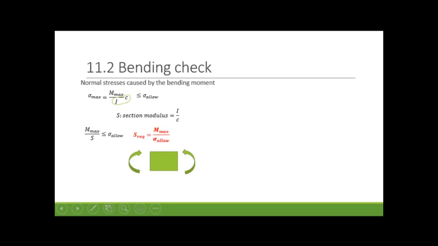Okay, so if I have the maximum moment divided by sigma allowable, our variable is the section modulus. Therefore the section modulus should be the maximum moment divided by sigma allowable. This is the required section modulus. So our section should have a section modulus whose value is greater than the maximum moment divided by the sigma allowable. These are the bending check criteria.